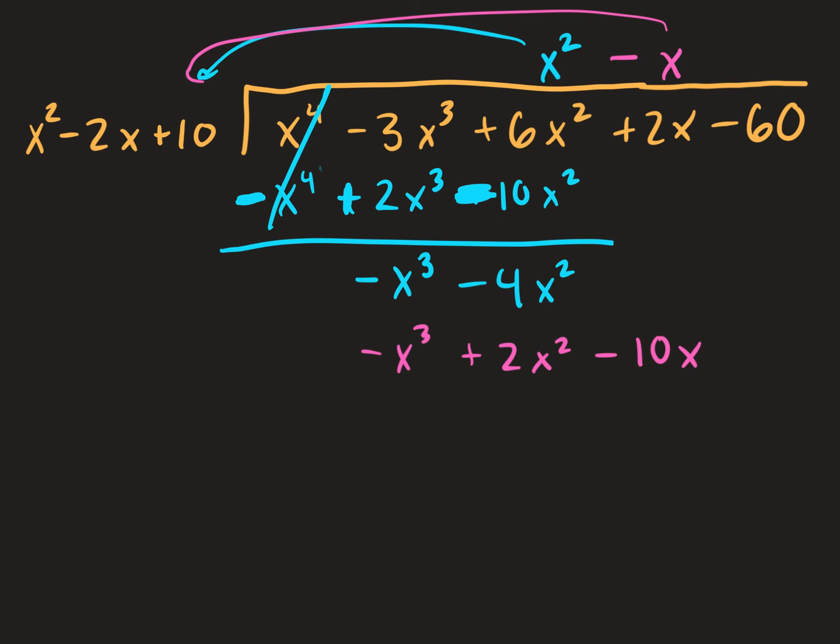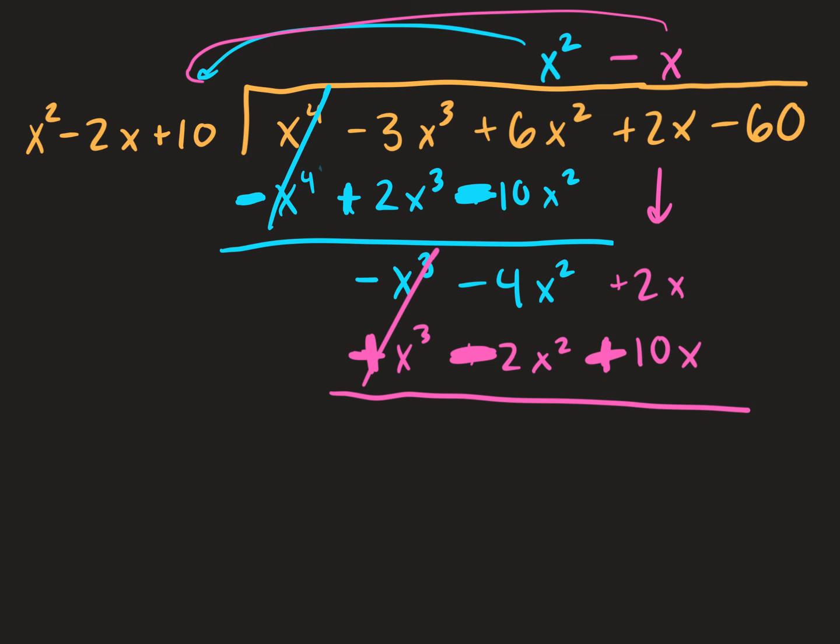What's next? And what else? Change the sign. So I change the sign of everything in this row. So it becomes a plus x cubed minus 2x squared and a plus 10x. And then we combine. So the x cubes cancel. This becomes negative 6x squared and then plus 12x.